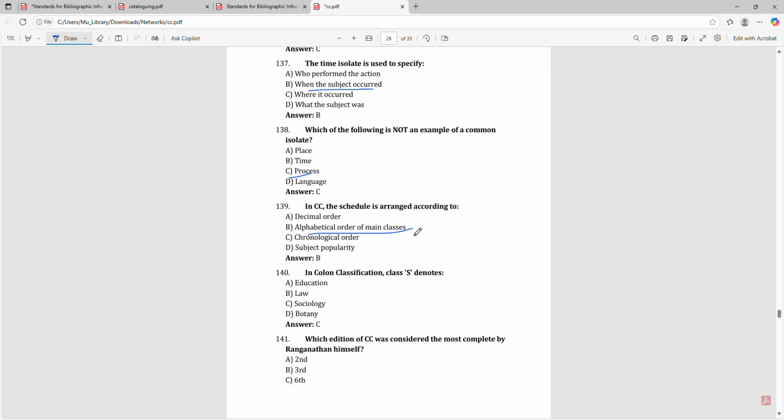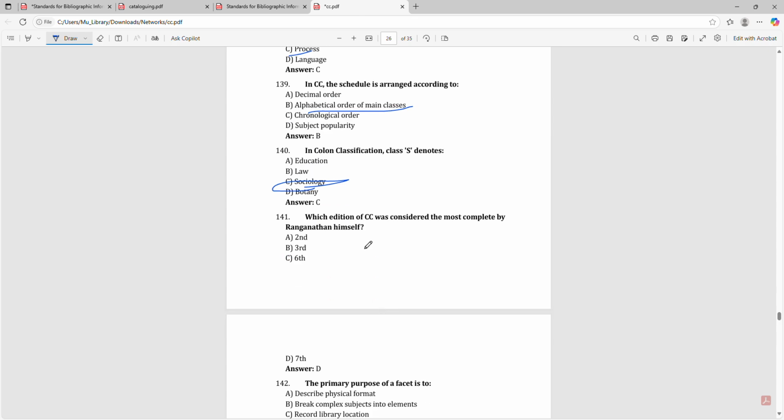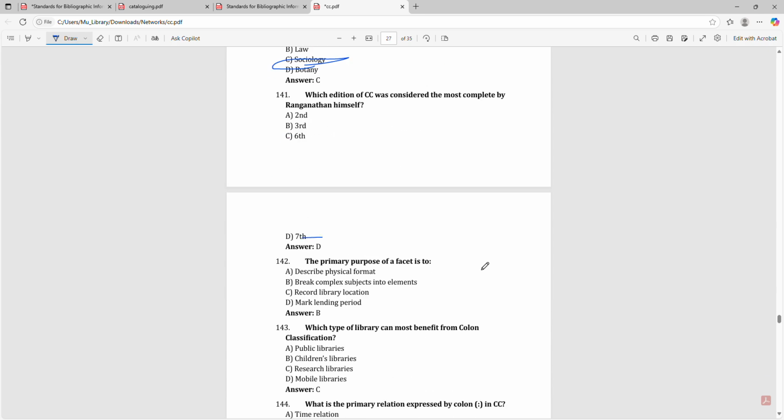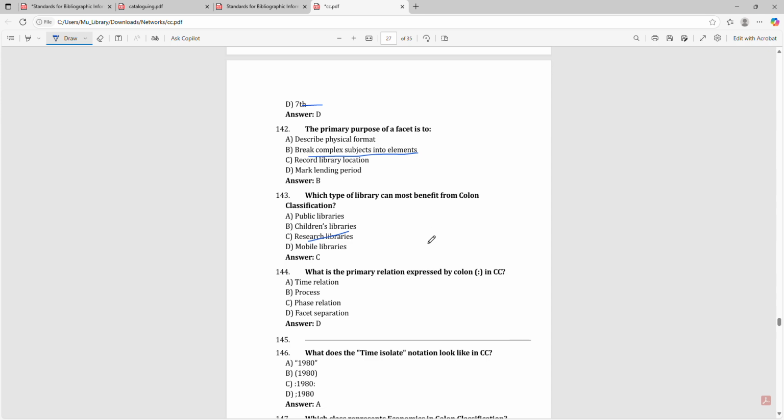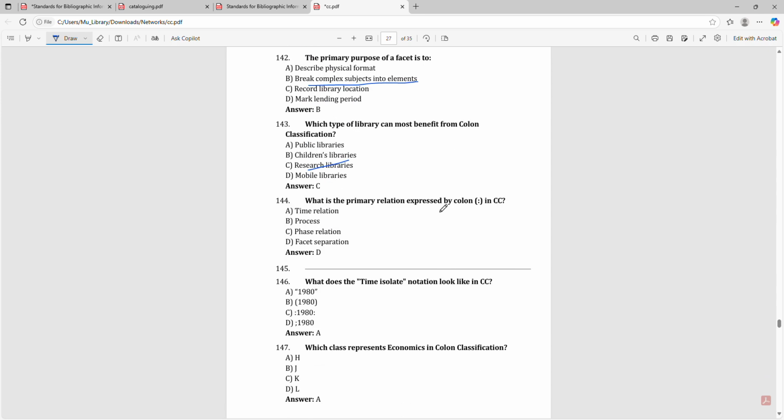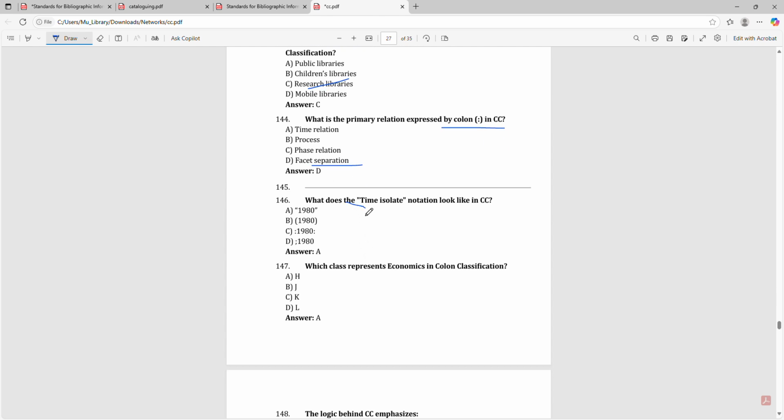In CC, class S denotes sociology. Which edition of CC was considered the most complete by Ranganathan himself? That is 7. The primary purpose of a facet is to break a complex subject into elements. Which type of library can most benefit from the CC? That is research libraries. What is the primary relation expressed by the colon in CC? That is facet separation. What are the time isolate notations like in CC? That is 1980 in the double comma.